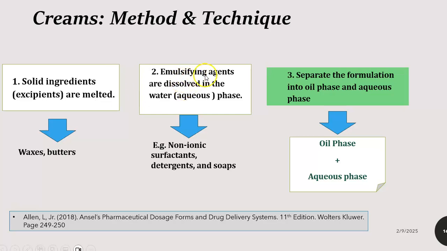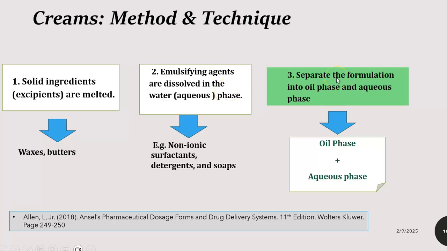Then we have the emulsifying agent, which is normally dissolved, for example, in your aqueous phase, because you want to prepare the water phase so that when it meets the oil phase, there is a nice emulsion that results. For example, you may have non-ionic surfactants, detergents, and soaps. These are examples of emulsifying agents you'd find in cream formulations.